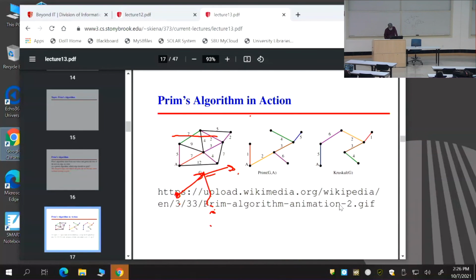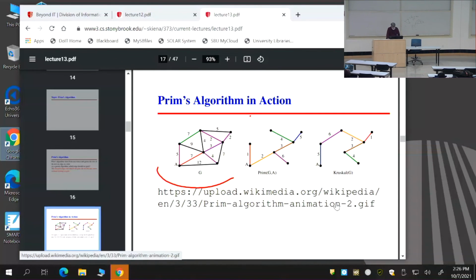What is an example of that? Let me just go through and show you now what Prim's algorithm does to make sure you come and understand it. Okay? Here we have our graph. Here we're going to start from vertex A, and we're going to keep adding the cheapest edge that will grow our tree without creating a cycle.